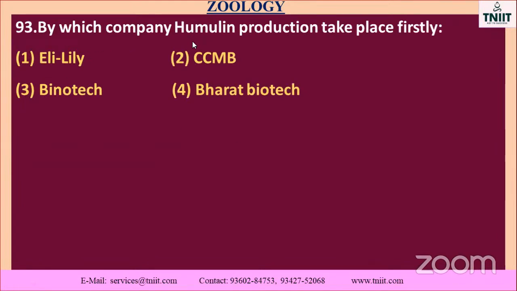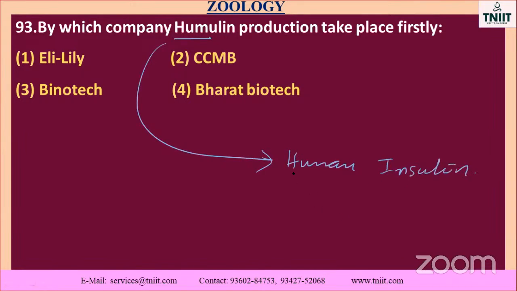By which company does humulin production take place firstly? That is very, very important. Humulin. What is the meaning of humulin? Humulin is human insulin secretion. Humulin is nothing but human insulin. Here, how they take the first 3 letters and last 3 letters. Humulin. First is the prefix, this one is called a suffix. Okay, they have given humulin.